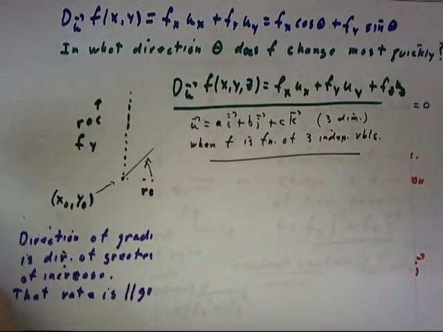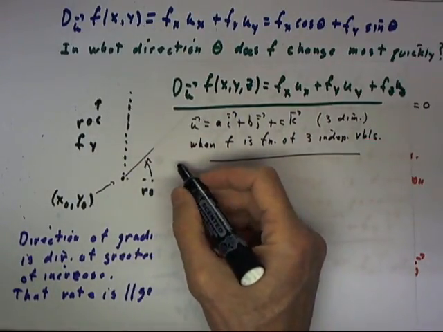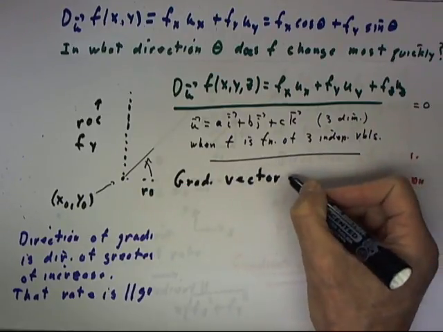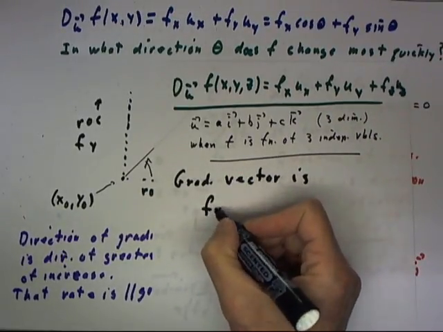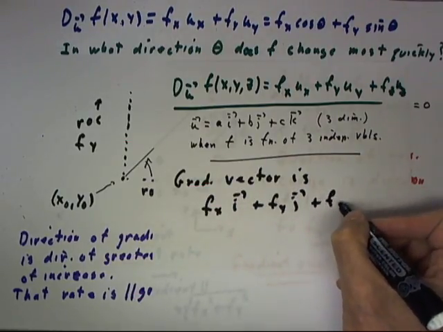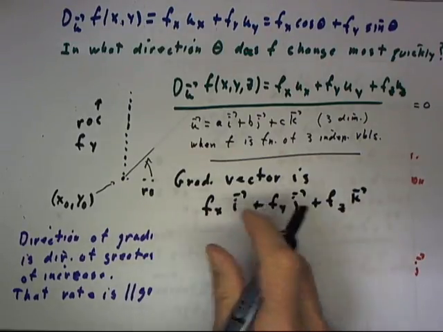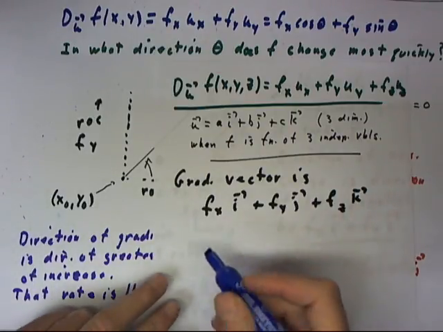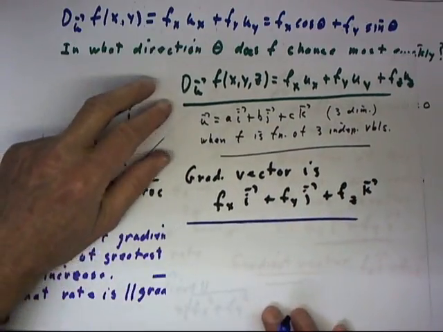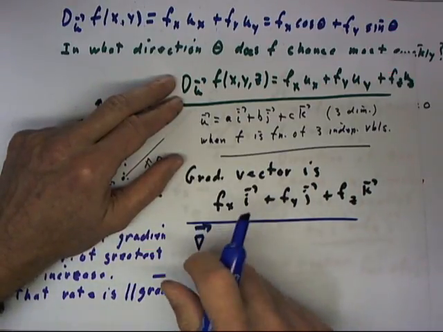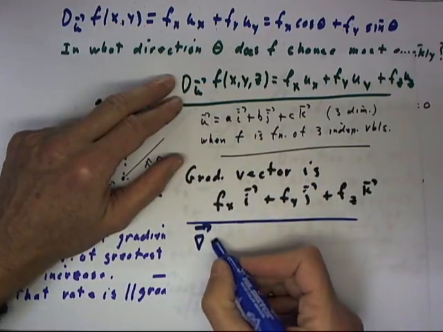The gradient vector is fairly obvious. The gradient vector is fxi plus fyj plus fzk in 3 dimensions. A convenient notation, vector operator notation, we define the del operator. That's like an upside down delta. It's got a vector sign over it.